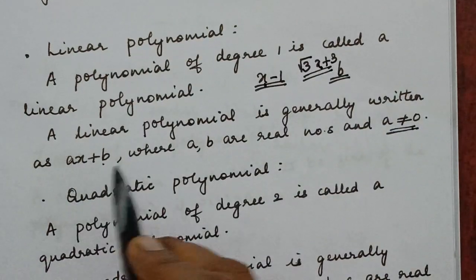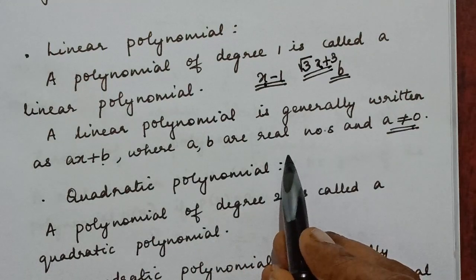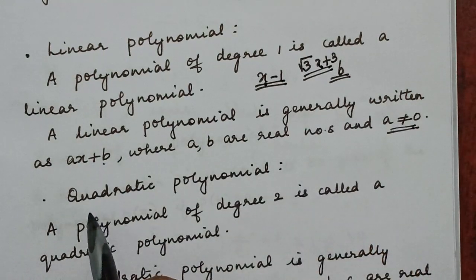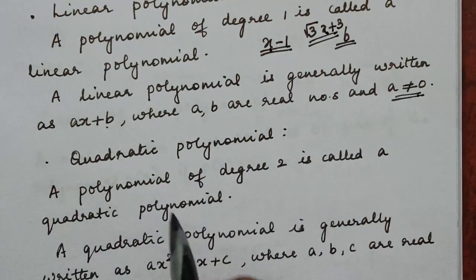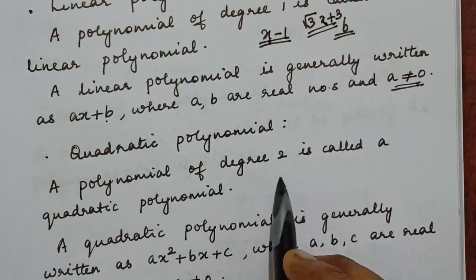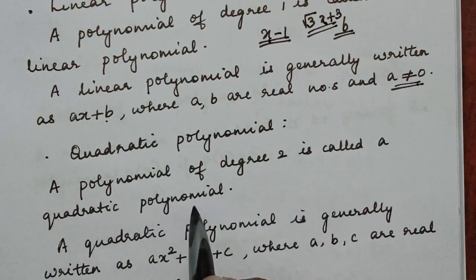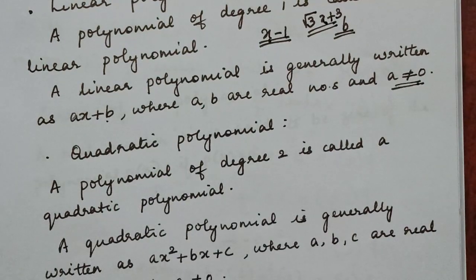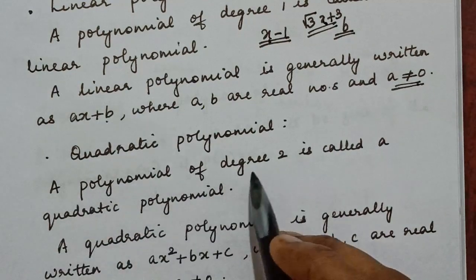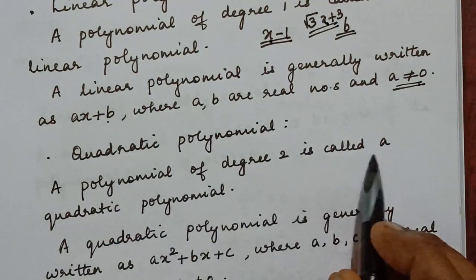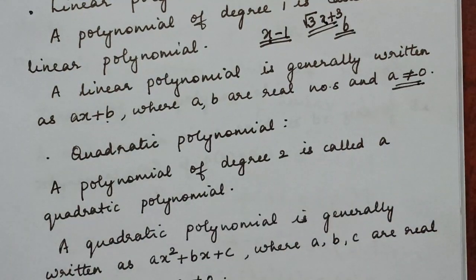So a and b can be real numbers. Next we will see what are quadratic polynomials. A polynomial of degree 2 is called a quadratic polynomial. I will read one more time. A polynomial of degree 2 is called a quadratic polynomial.